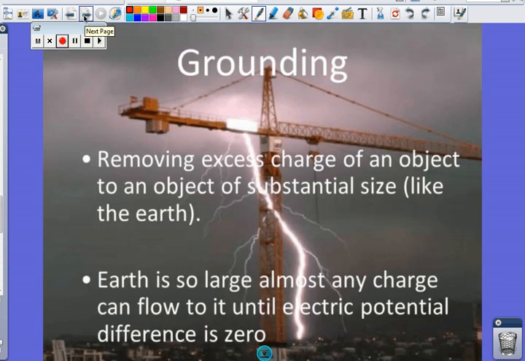Grounding. We've all heard about being grounded. Well, when an object is grounded, you're basically removing excess charge of an object and removing it to something like the Earth, or usually to an object that's a substantial size, to where it's not going to be affected by the excess charge. The Earth is so large that almost any charge can flow into it, and it's not going to make a difference. The electric potential, and we'll get into that a little bit later, is still zero.